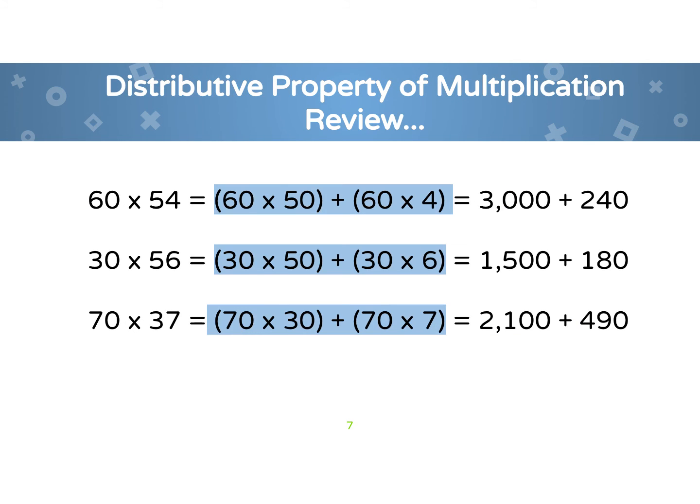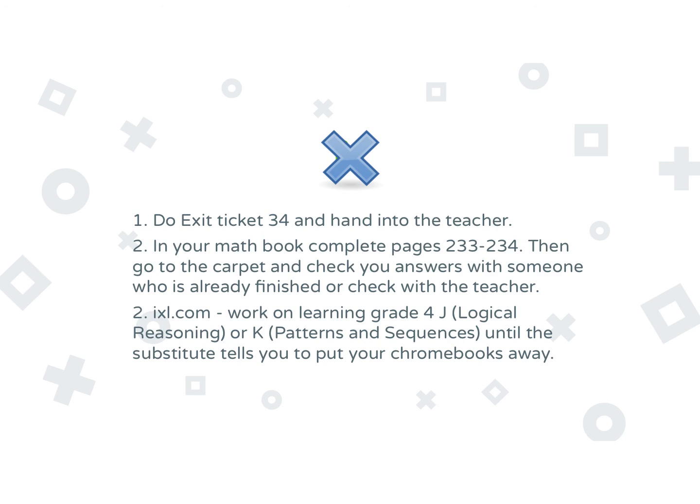And this is the distributive property of multiplication. You also did this in your homework last night, where you have 60 times 50 plus 60 times 4. And actually, we're working on this today. This is kind of like our area model, our partial product. This is what we're actually using, the distributive property, today.